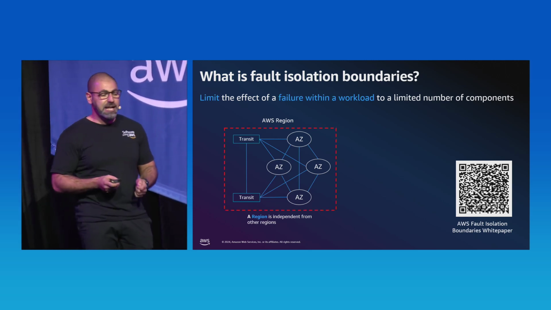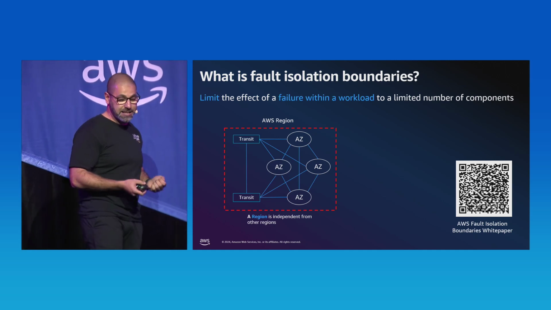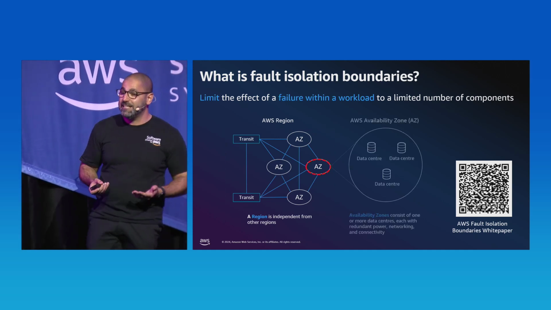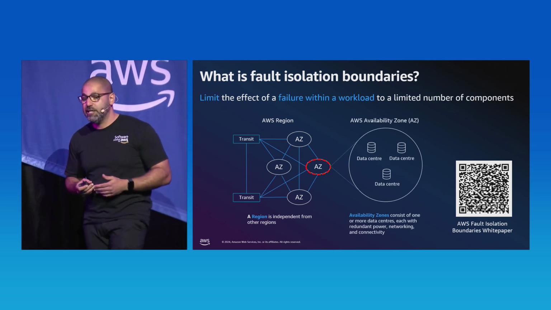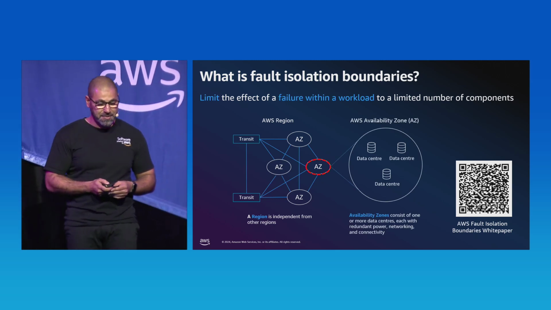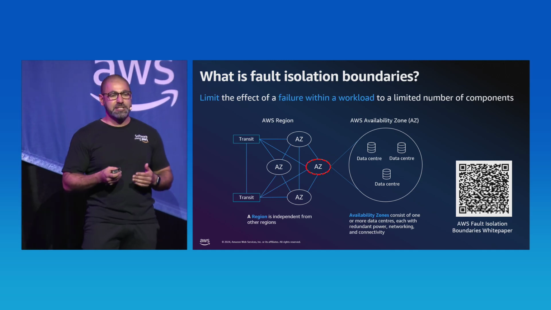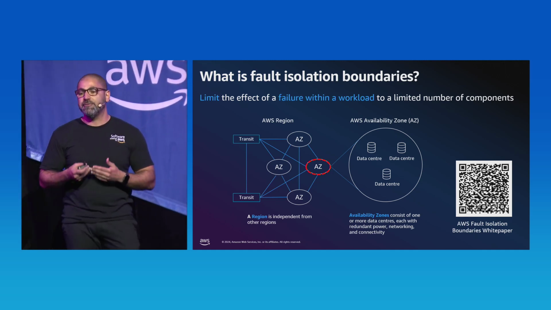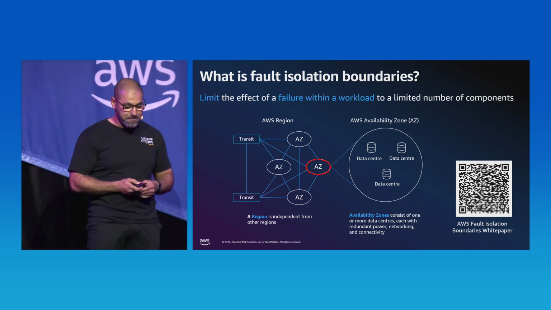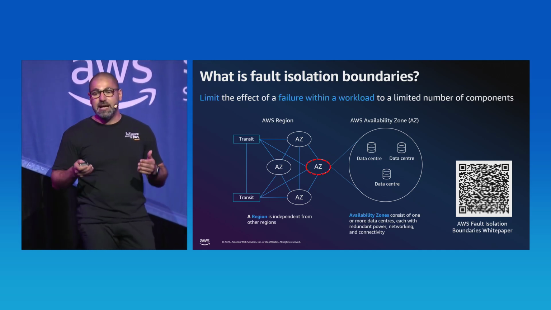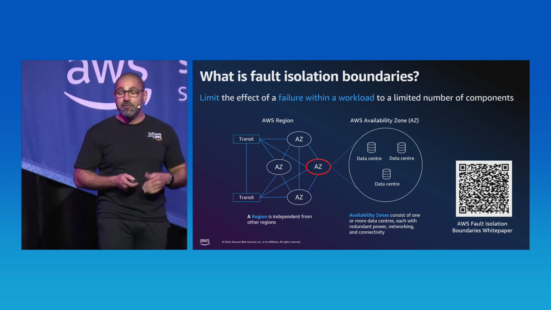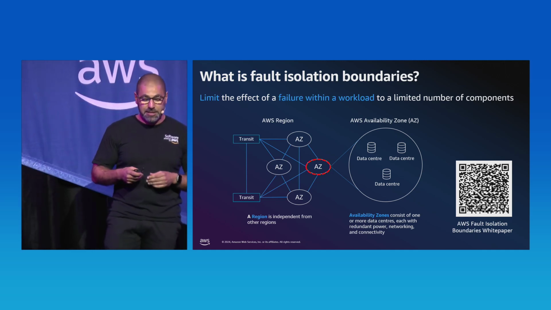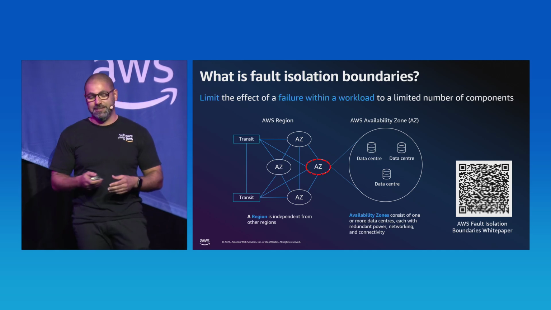Zooming in, a region has multiple availability zones, or AZs, and every AZ is a fault isolation boundary with lots of data centers and high levels of redundancy already built into it. It's important to know these boundaries that are available to you so you can architect your workload in such a way that you reduce the impact of a failure when it does happen. The focus of today's talk is AZs, availability zones. But if you'd like to know more, please scan the QR code here and it'll take you to a link about fault isolation boundaries and go into more detail.